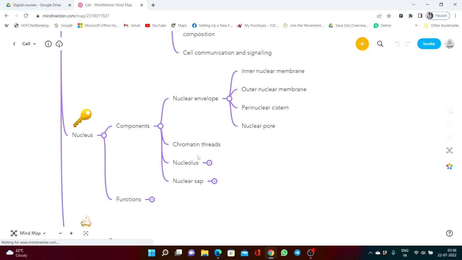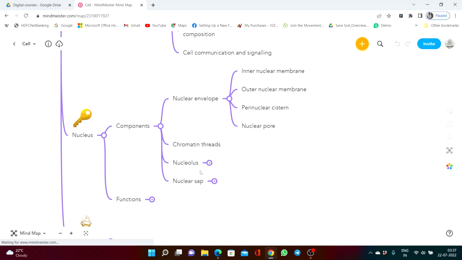Now, chromatin threads condense during cell division to form the chromosomes. This chromatin thread is nothing but DNA. This section will be dealt with completely under genetics and embryology.